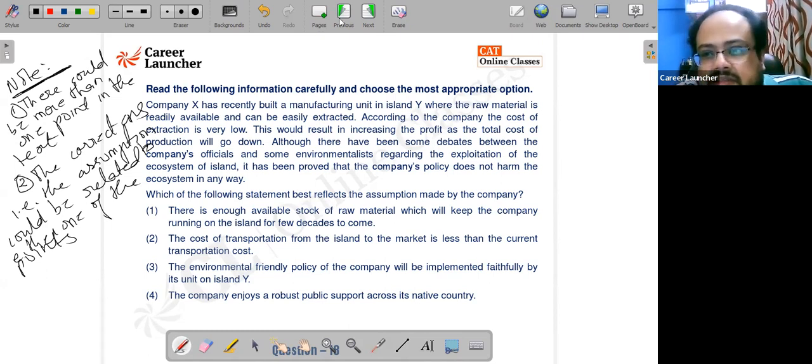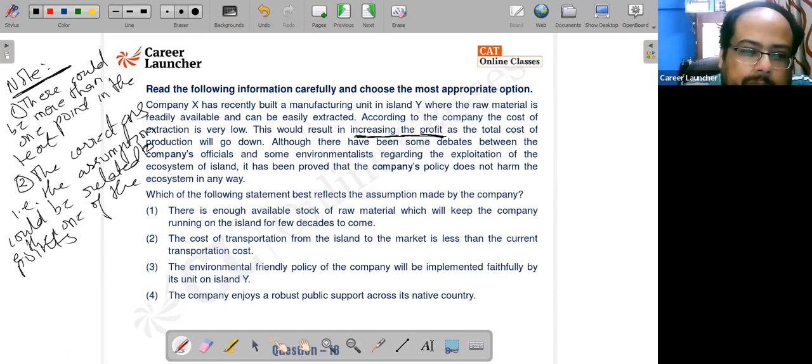Okay, let's discuss this. In this argument, there are 2 points. The first is where it says this would result in increasing the profit. So one point is that increase in profit will happen, because total cost of production will go down. So this is the first point.